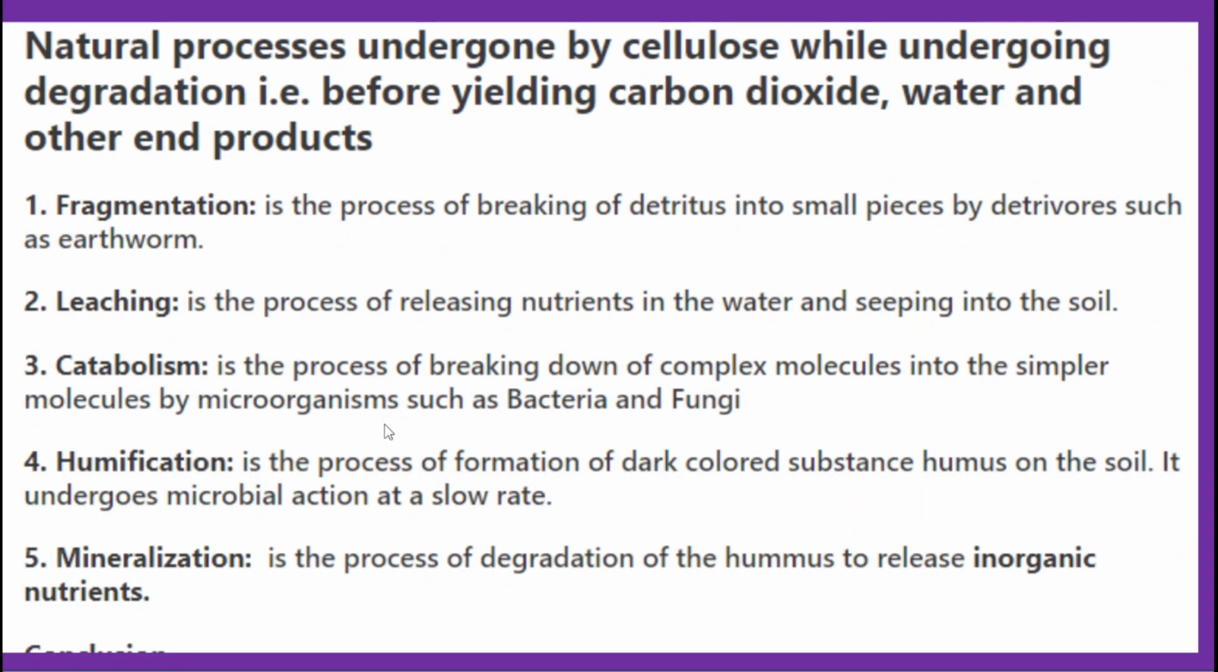Now, what are the natural processes undergone by cellulose during degradation before yielding carbon dioxide, water and end products? This is the key demand of the question. Firstly, fragmentation takes place. What is the meaning of fragmentation? Fragmentation means breaking down: the process of breaking detritus into small pieces by detritivores such as earthworms.